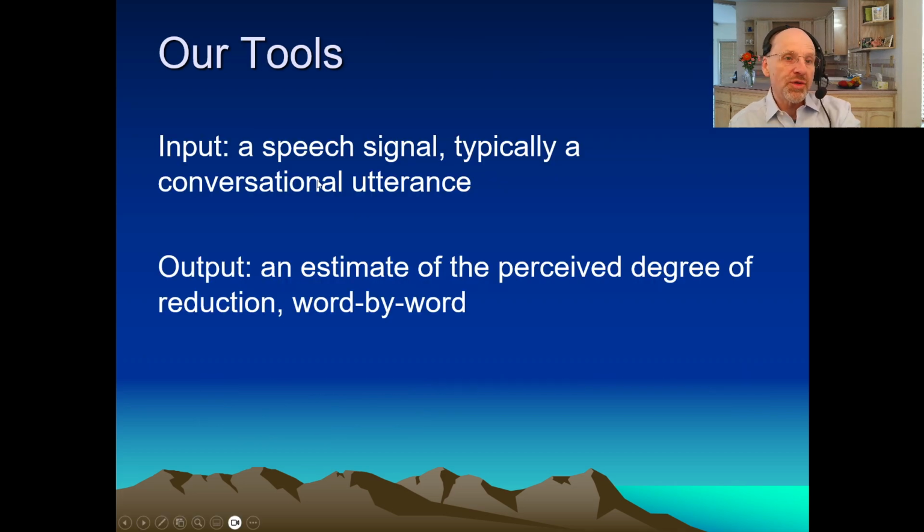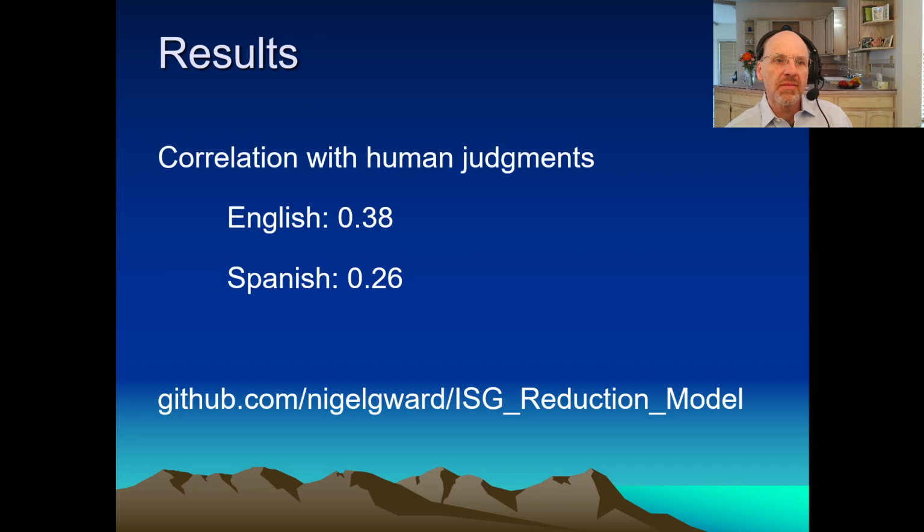Our tools take a speech signal, typically just a conversational utterance or two, and output an estimate of the perceived degree of reduction word by word. So, is it reduced or is it not reduced? The correlation with human judgments for English is okay, 0.38. And I should mention that humans don't agree about this too much either, so this is acceptable. For Spanish, it's a little bit lower, and the software, you can download it at the URL shown.